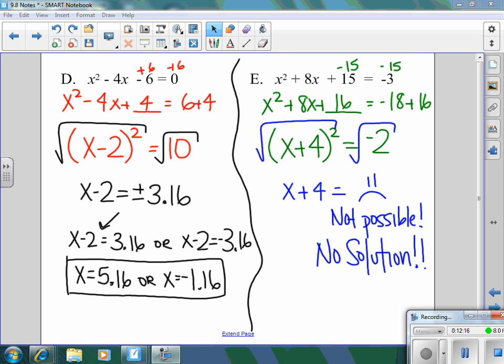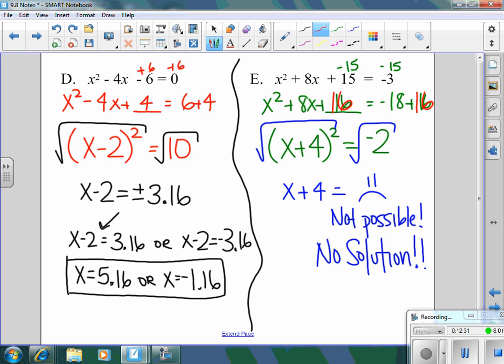E, on the other hand, is a bit of a trick. If we were to subtract 15 from both sides, we end up with negative 18. Totally okay. But when we complete our square, the number that we add to both sides is only 16. So because of that, we end up with a negative 2 that we're trying to take the square root of, which is totally not possible. So the answer for this is no solution.